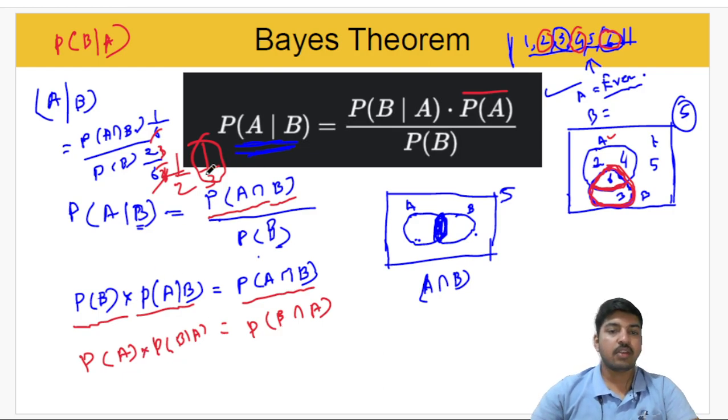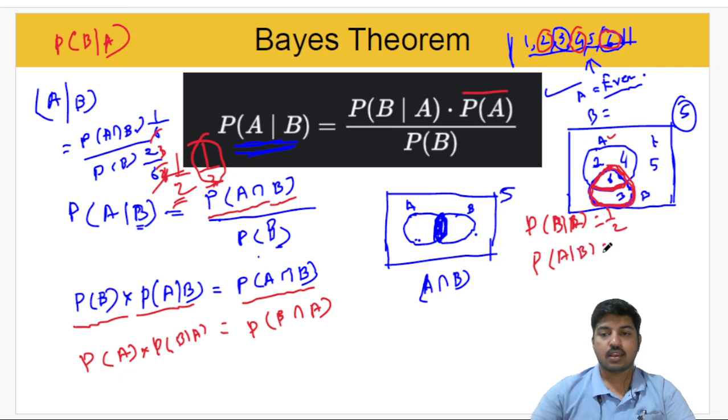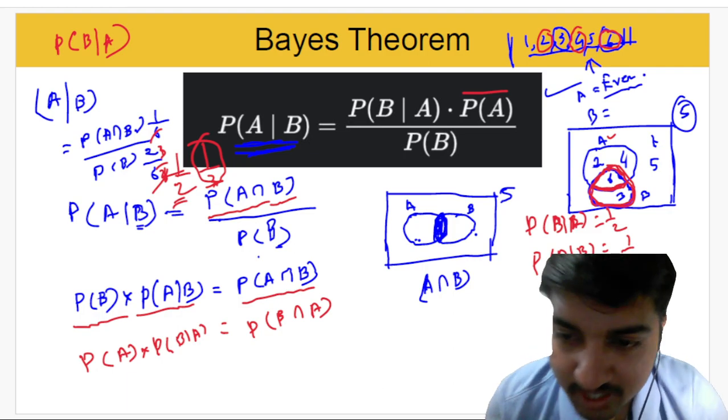So now what is the probability? We have calculated this much, correct? This is 1 by 2 and 1 by 3. Now we will just see what my 1 by 2 is. Probability of B given A is equal to 1 by 2. Probability of A given B is equal to 1 by 3. Don't forget what is A, what is B. It is getting complicated, isn't it? So I will just repeat again.